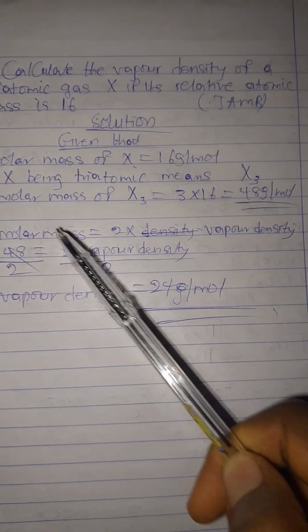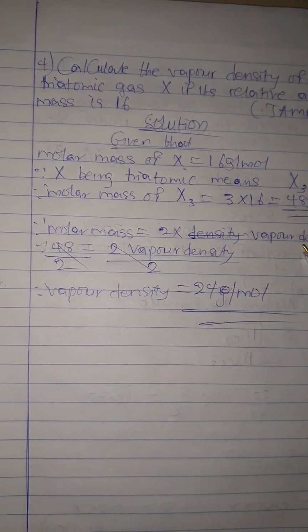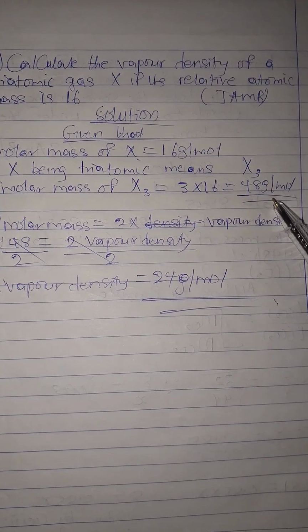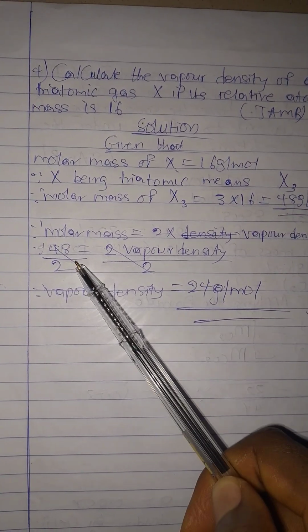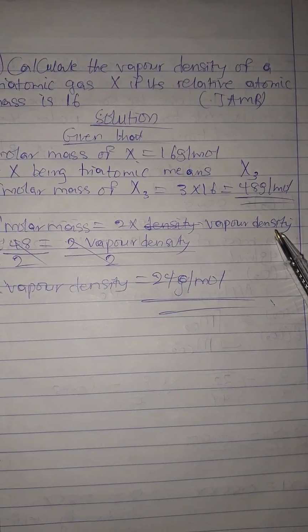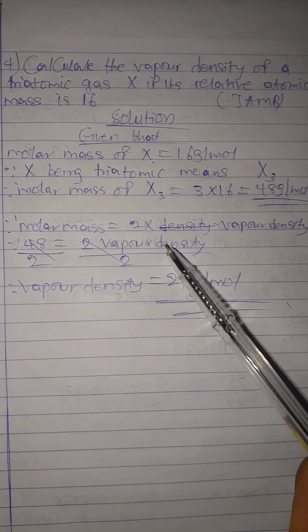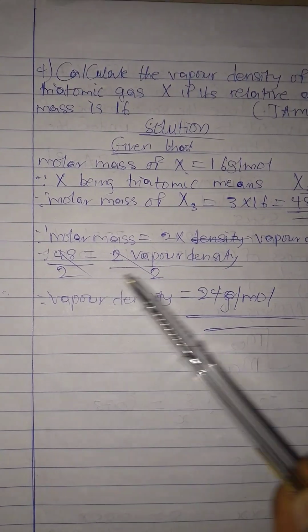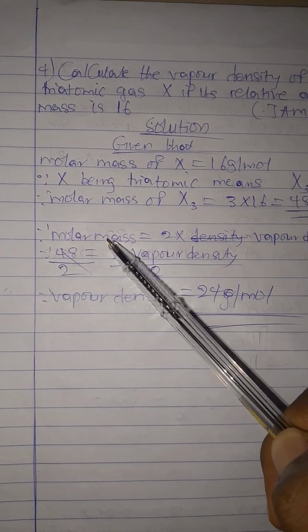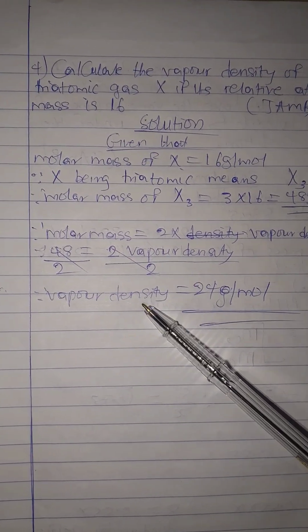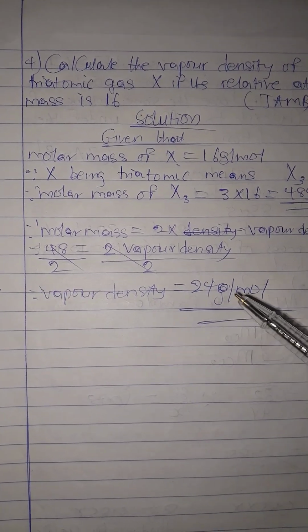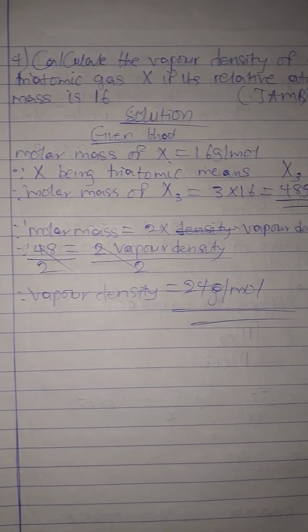So for us to find the vapor density, using the formula, molar mass is equal to 2 times vapor density. The molar mass of this triatomic gas is 48, right? So 48 is equal to 2 times vapor density. Dividing through by the coefficient of vapor density, which is 2, these 2 cancel out, remaining only vapor density. So vapor density is equal to 48 divided by 2, which is 24 grams per mole. This is the answer.